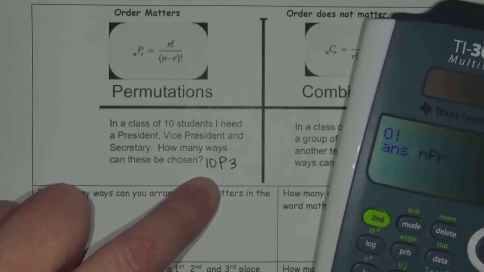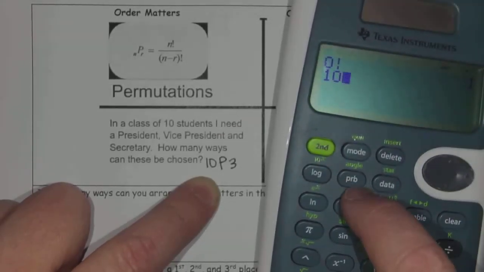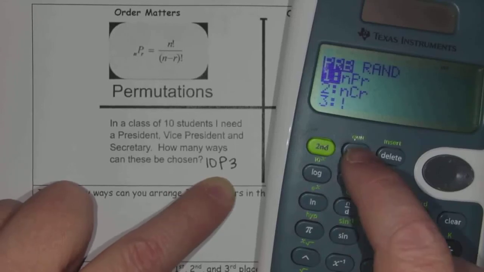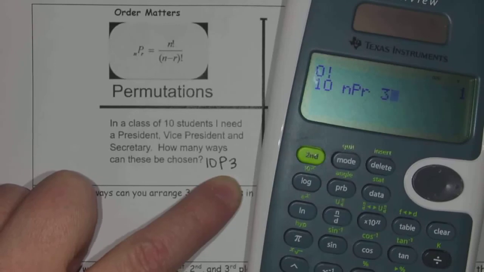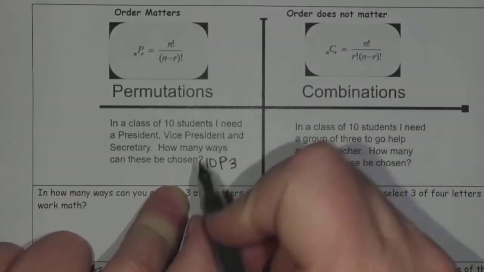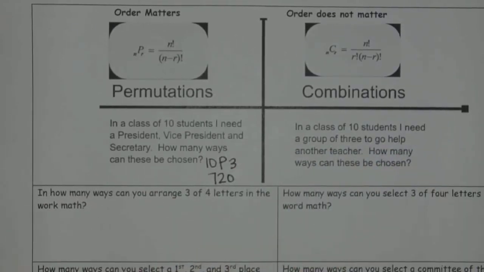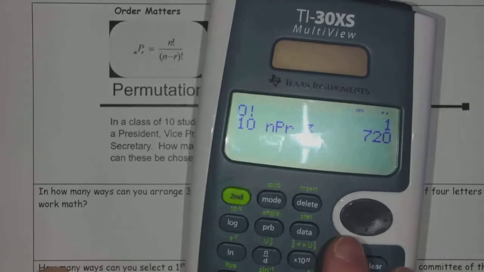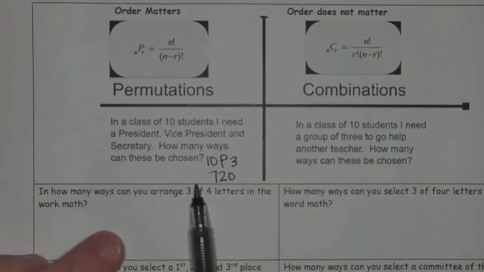So put the number 10 in your calculator. Hit that probability key. And then hit number 1. And then put the number 3 in. And it will tell you that you have 720 different ways for that to happen. Okay. Anybody else need help with their calculator?